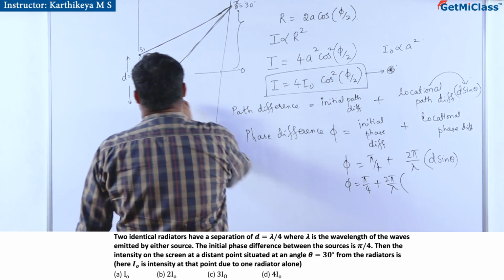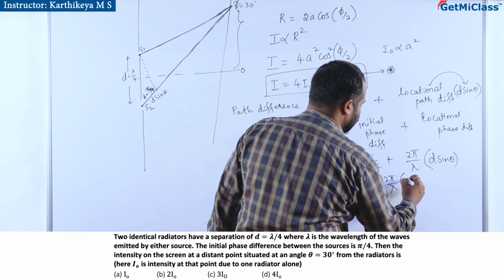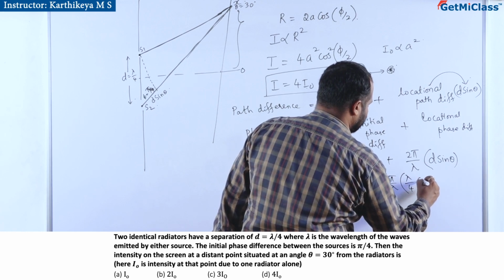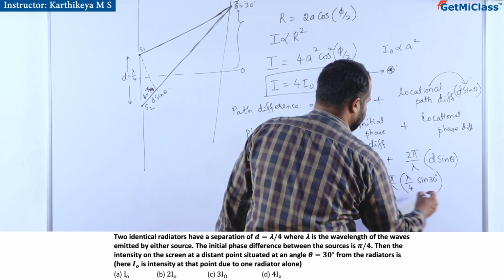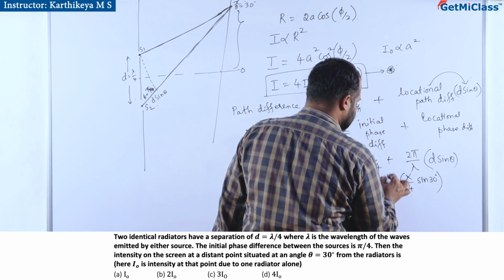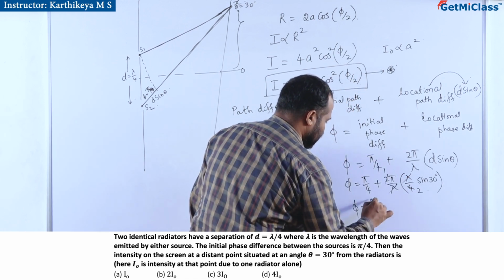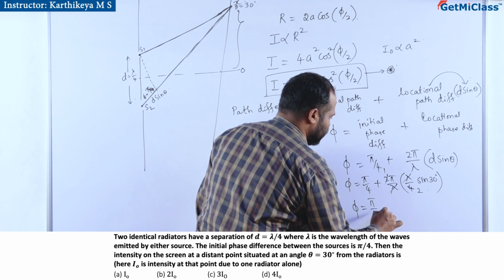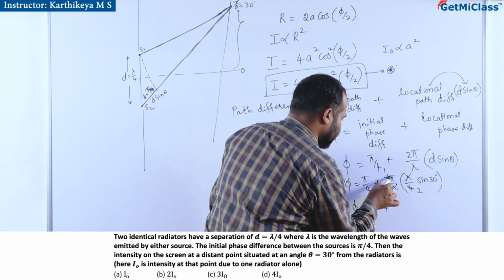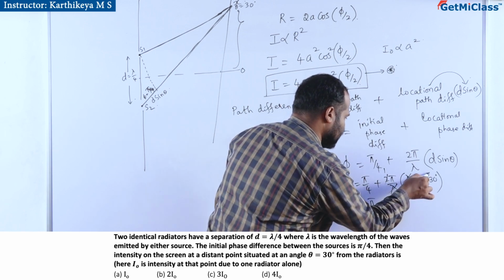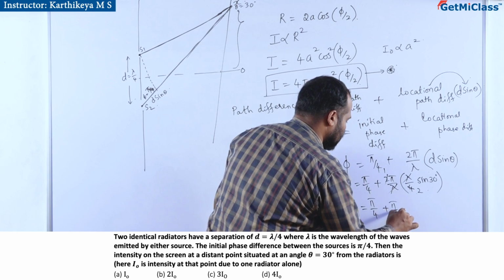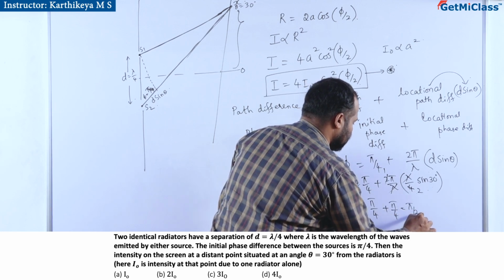d is clearly given as lambda by 4, times sin 30. Lambda cancels, 2 1s are, 2 2s are. So phi is pi by 4 plus pi by 2 and sin 30, another half. Pi by 4 plus pi by 4, this is pi by 2.